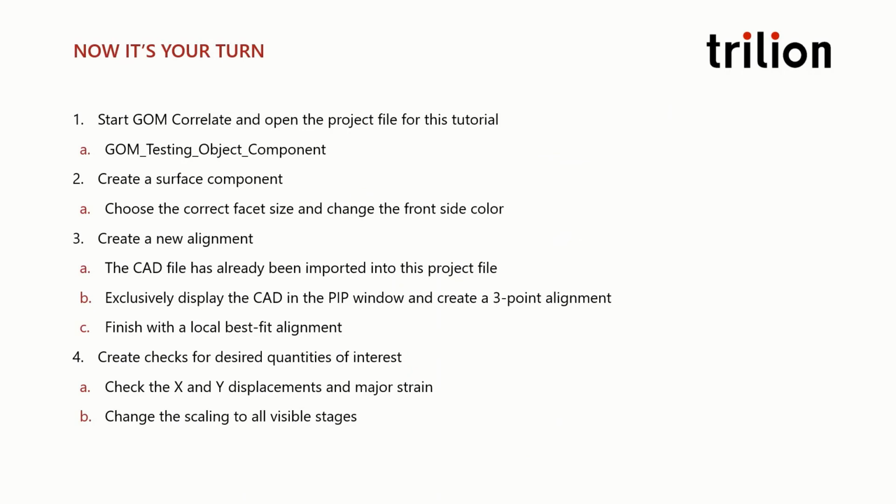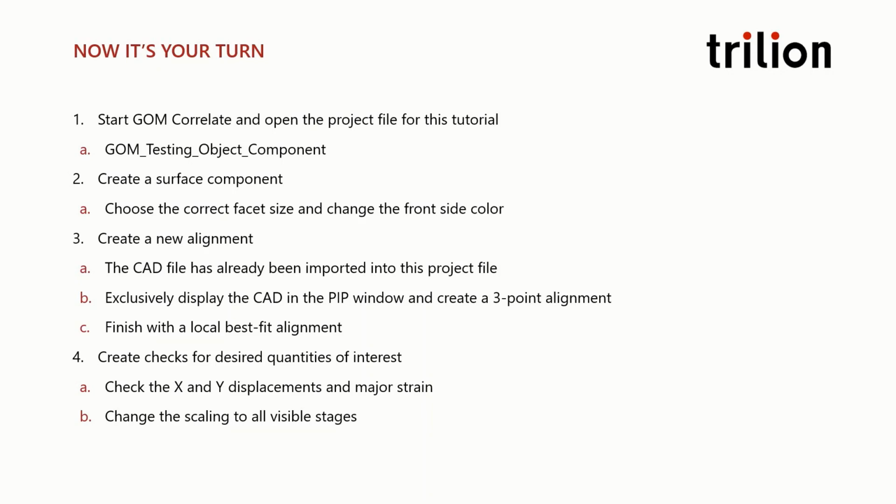Now it's your turn. Practice the steps in this tutorial by opening GOM Correlate and selecting the 3D project GOM Testing Object component located in the sample data icon. Next, create a surface component. Remember to choose the correct facet size for the speckle pattern. Also change the front side color for better visibility. You can find more information on surface components through the direct help.